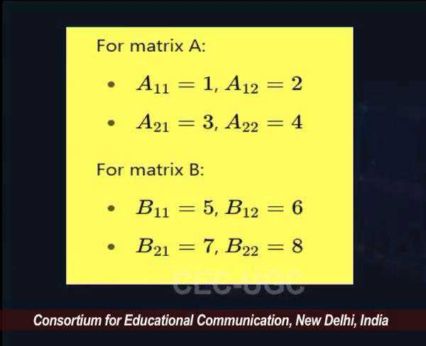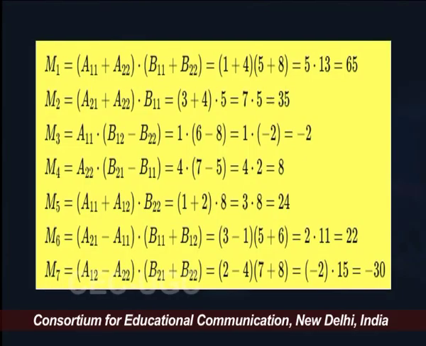Now, when we apply the Strassen matrix multiplication method on this, we have M1 to M7, or you can call them P1 to P7. These are simple variables. So, M1 is A11 plus A22 multiplied by B11 plus B22, which comes as 65. Then M2, applying the formula A21 plus A22 multiplied by B11, which is 3 plus 4 multiplied by 5, finally comes as 35.